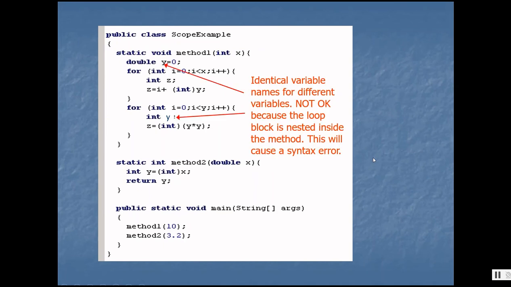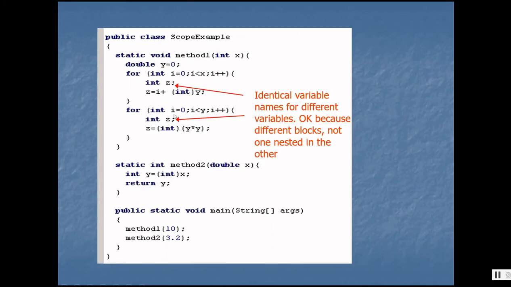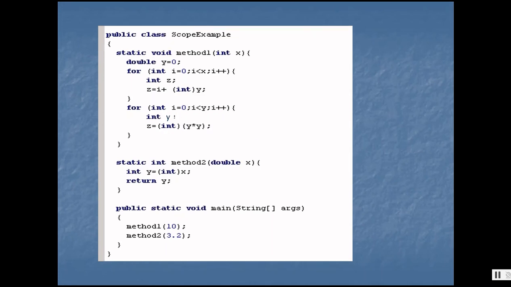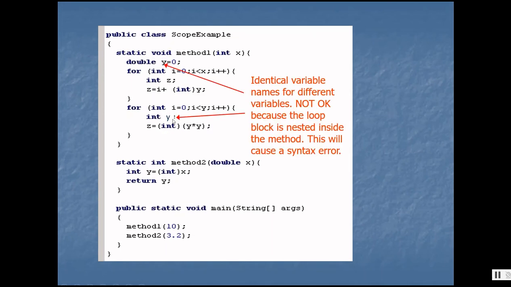Now, supposing I tried to declare a variable Y inside this loop. Well, I couldn't do that because I have a Y here. So the loop is nested inside the body of this method, and Y has been declared in the body of this method, and the loop is part of the body of this method, so I can't have another Y here. It's okay to have the two Z's here. One of these loops isn't nested inside the other, but it's not okay to have the two Y's here.